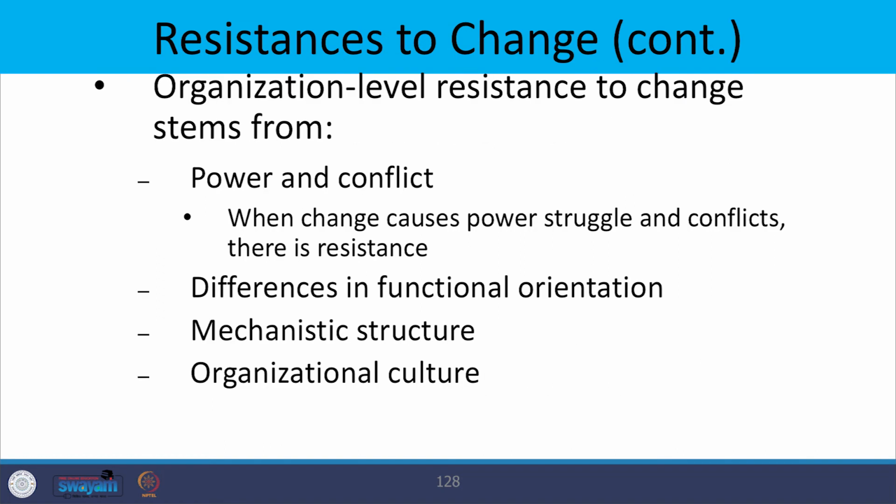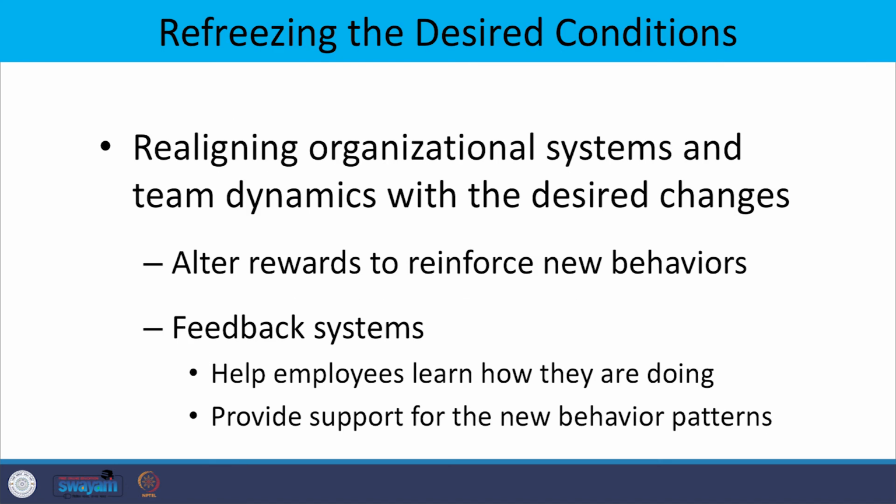Organizational level resistance stems from power and conflict. When change causes power struggles and conflicts, there is resistance, difference in functional orientation and mechanistic organizations. Refreezing the desired conditions: realigning organizational systems and team dynamics with the desired changes, altering rewards to reinforce new behavior. Feedback systems help employees learn how they were doing and provide support to the new behavior pattern.